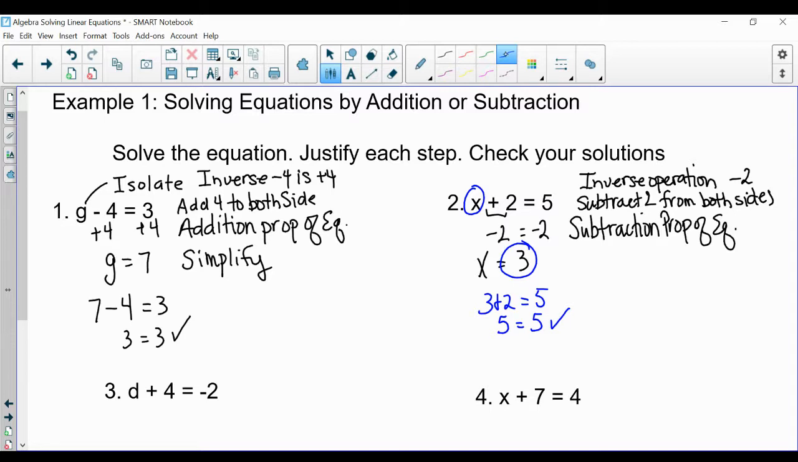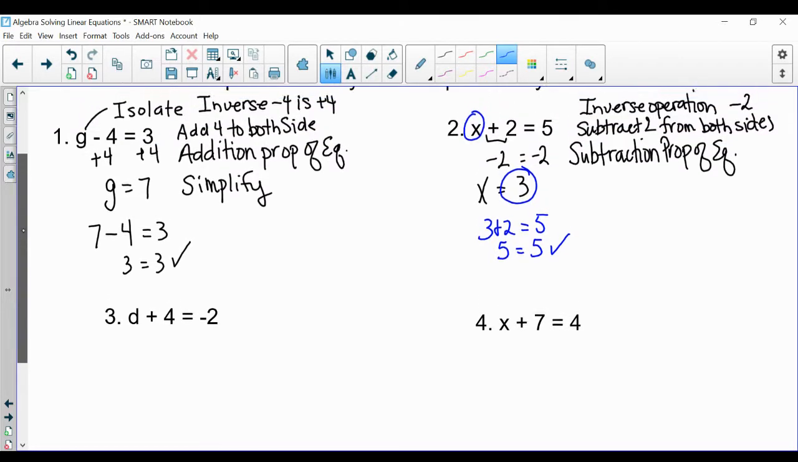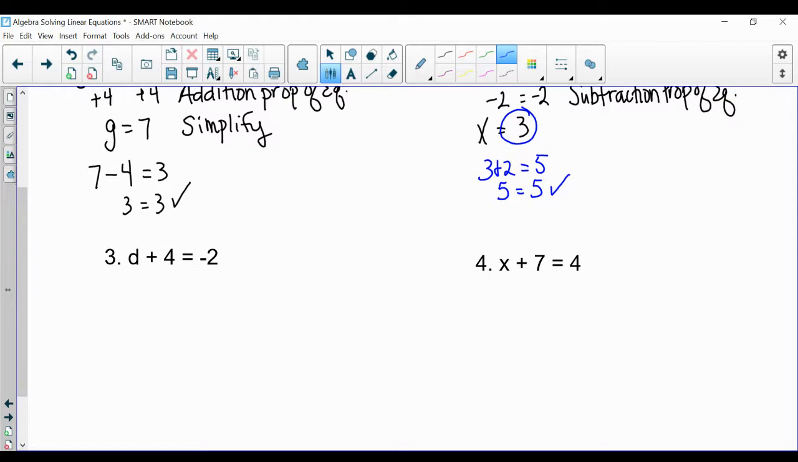All right, let's do another one. So once again, pause the video and go ahead and complete number 3. All right, so again, we have to figure out the inverse operation. I know the inverse of a positive 4 is a negative 4. Because I want to isolate this D, I want to get that by itself. So minus 4, minus 4.